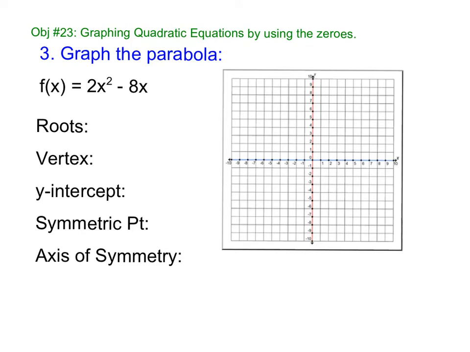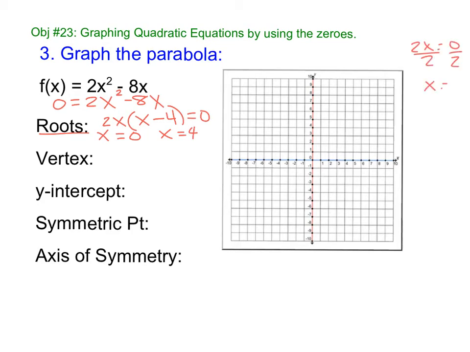All right, the rest of these today are stuff on regular graphs. So pause and do these. I reordered the vertex and the roots, so you can do it in whatever order you want. So for the roots for this one, to factor this, remember it's 0 equals 2x squared minus 8x. That's a GCF of 2x, times x minus 4, equals 0. So we get x equals 0 and x equals 4. 2x equals 0, divide by 2. And then x minus 4 equals 0, add 4.